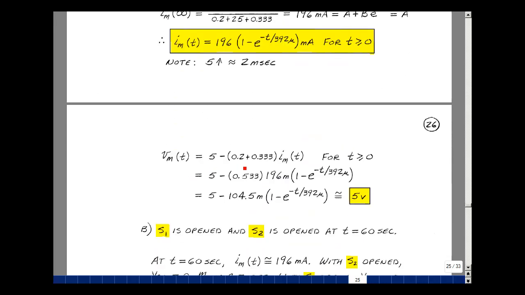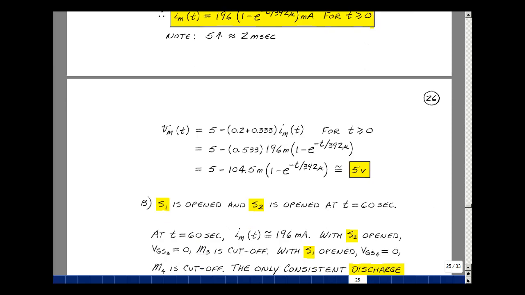We've got minus 0.2 times that inductor current, and then minus 0.333 times that inductor current. Let's put in our equation for I sub m, that's over here, 196 milliamps times this quantity. The product of these two is 0.104. This equation is going to go very quickly to 5 volts. We're subtracting a very small number from here, so it's approximately 5 volts. We've got a constant voltage across the motor, and the motor will start to spin in a particular direction.